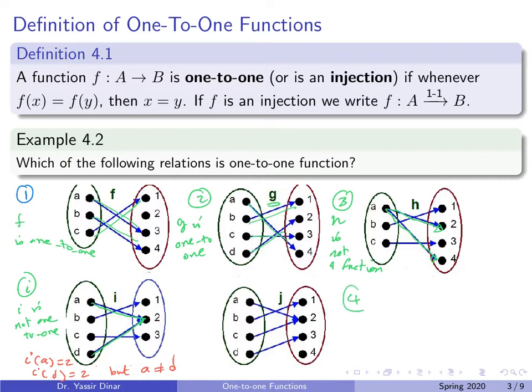The last one, j here, is also a function, but it's not one-to-one. Why? Because j of A is equal to 2, which is equal to j of C, but A is not equal to C. We see that for finite functions, it's very easy to know if the function is one-to-one or not by looking at the arrow diagram of the function.